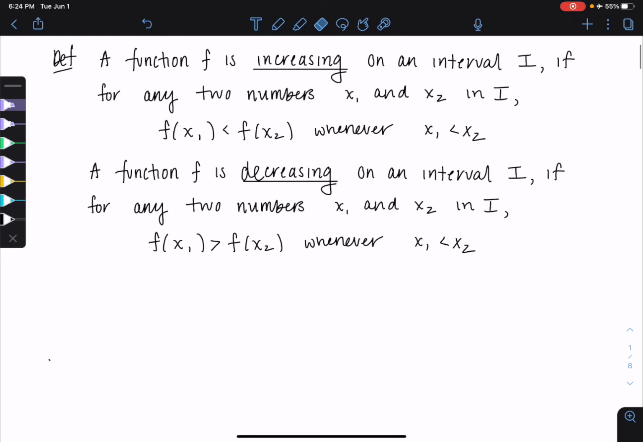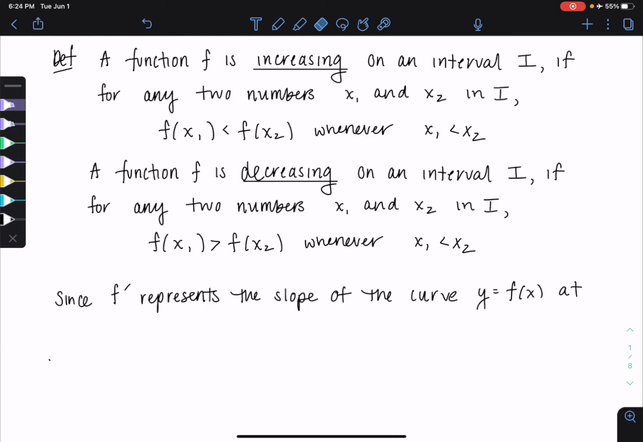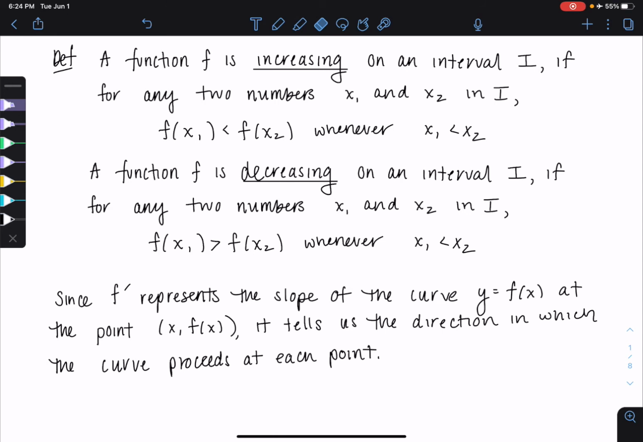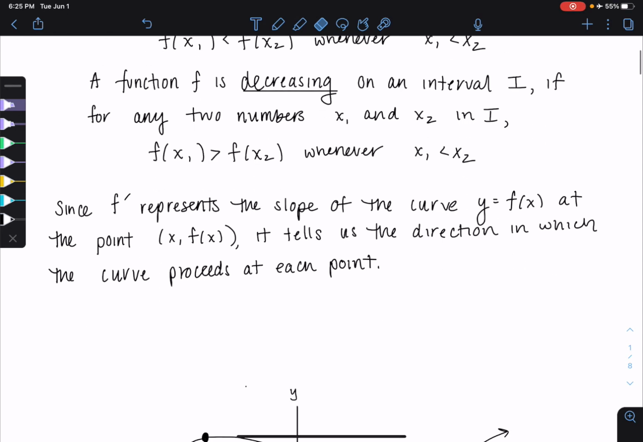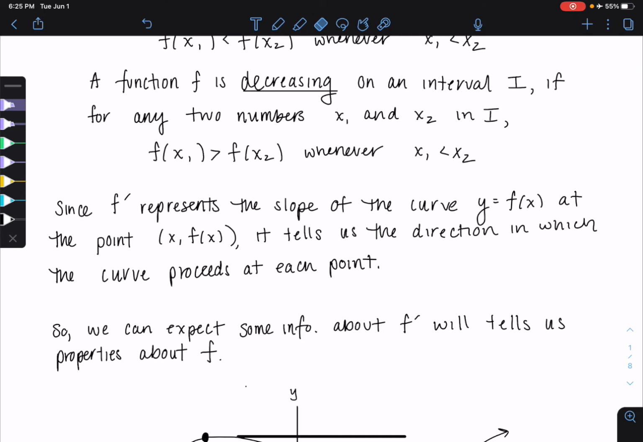Okay. So how is this going to relate to a derivative in any way, shape, or form? Well, since the derivative represents the slope of the curve at some point x, f of x, the slope of that tangent line is telling us where that function is heading. So it's basically giving us the direction in which the curve proceeds. Ultimately, we can expect that some information about the derivative is going to tell us some properties about the function.